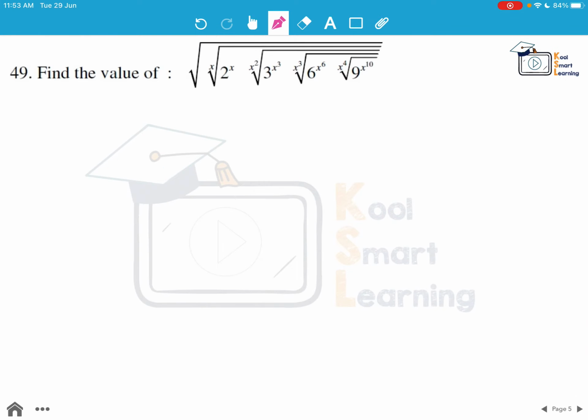Moving to the next question, we need to find the value of this expression. First of all, we'll take it inside out and step by step. So let's first calculate this. This is nothing but 9 raised to power x by 10 raised to power 1 by x power 4. So this becomes 9 raised to power x power 10 by x power 4, which is nothing but 9 raised to power x 6.